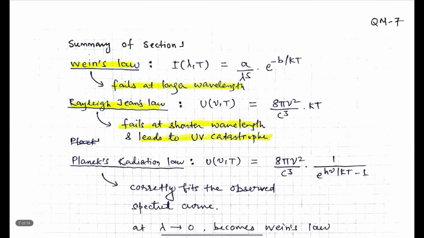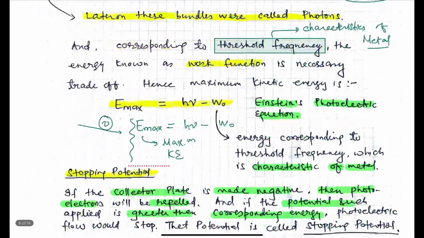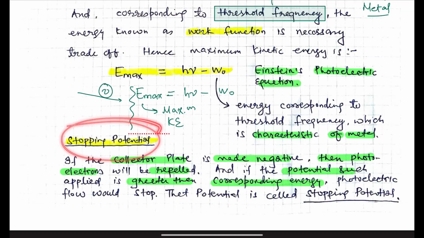So, if you keep increasing the voltage, okay, this is the variable voltage, at one point of time it will increase to such an extent that the electron will stop flowing. So, this is what we have termed stopping potential. Okay, so it will stop, and that potential is known as stopping potential.